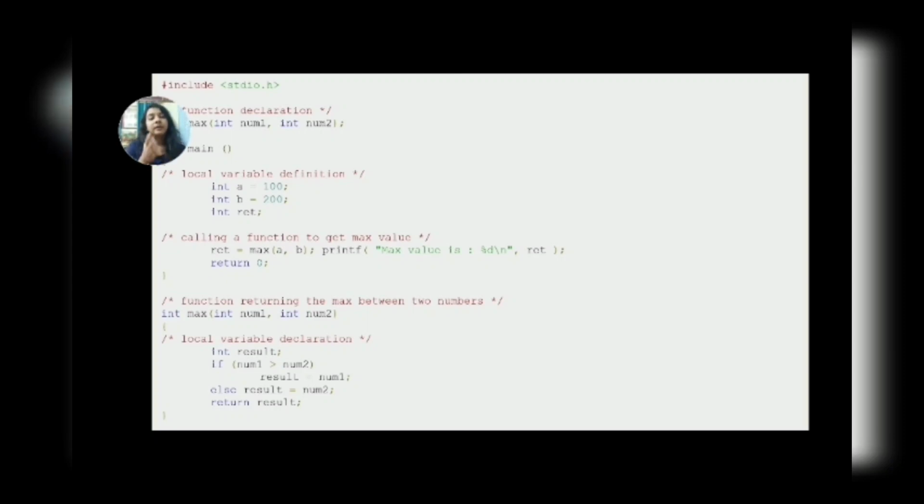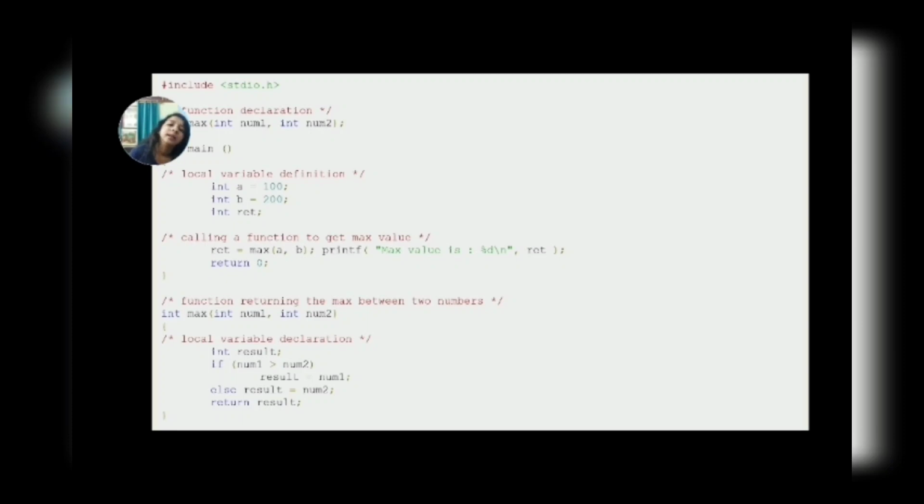Firstly, you include the header file as required, stdio.h. Then you need to declare the function first of all. Here it is defined as the max function. It takes two inputs, two parameters. One is of integer value, num1. The other is also of integer value, num2.